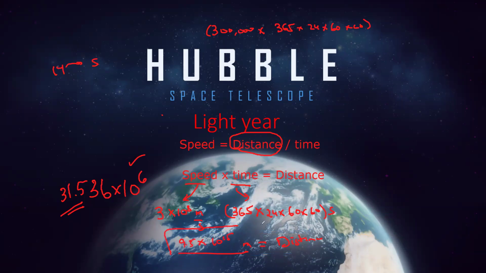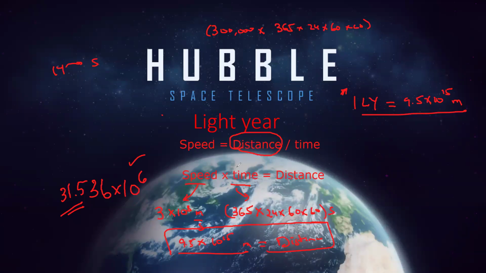This 9.5 is actually 9.47 exponent 15. So 9.5 exponent 15 meters, this distance we call 1 light year. So 1 light year is equivalent to 9.5 into 10 to the power 15 meters. This is a very important number. You have to memorize this. You should learn that 1 light year is equivalent to 9.5 exponent 15 meters.